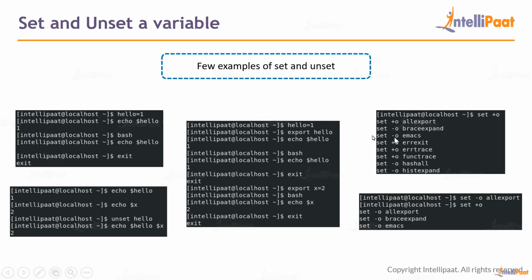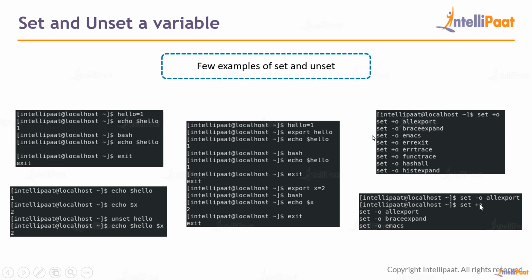If it is -o, that means you cannot launch Emacs. If it is +o, then you can launch Emacs. So you can use the set command to stop and start particular operations. That's one of the useful examples. To do that, you can see set -o allexport.